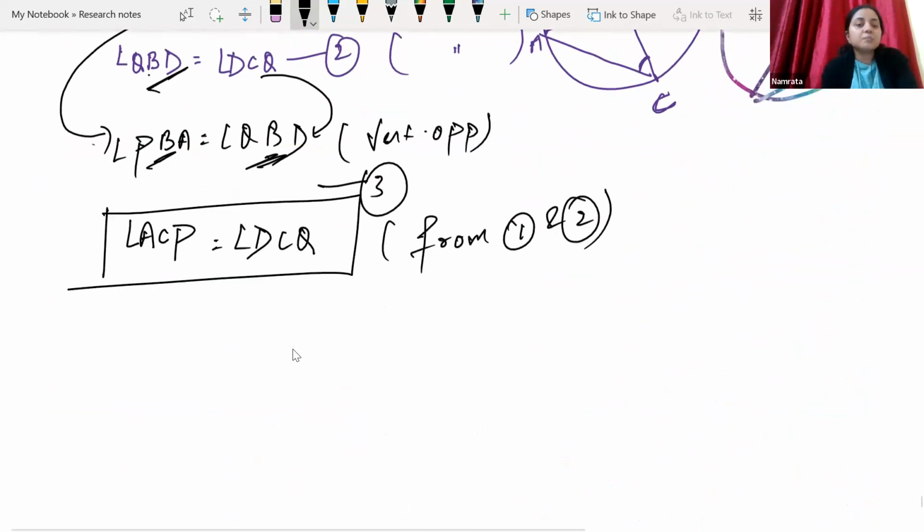Can you see ACP and QCD? This and QCD is the same thing. If you are not sure, angle DCQ and angle QCD is the same angle. Is it okay? So we are done with the proof.